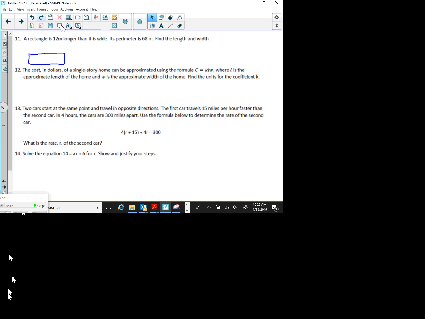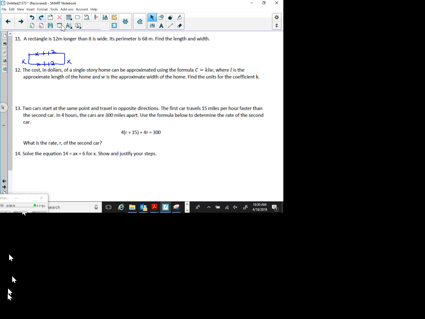So you have to draw a rectangle. And one side is the length, one side is the width. So I'm going to make the short side here the width. The X is going to be my width. And then the length is 12 meters longer than it is wide, so I'm going to do X plus 12 for the length. Okay, so the width is X. The length is X plus 12.